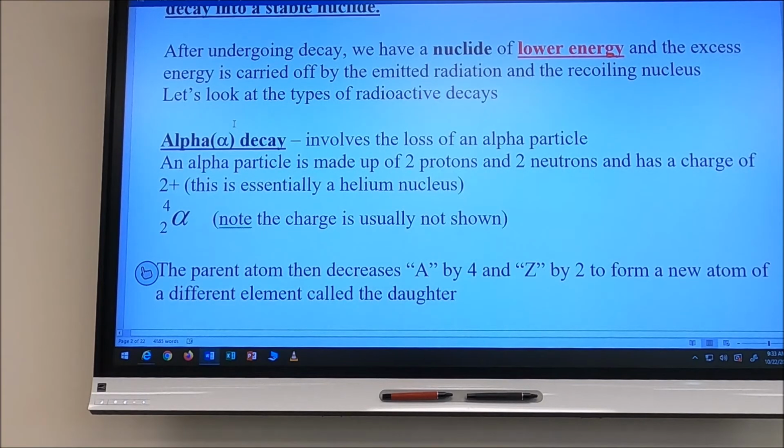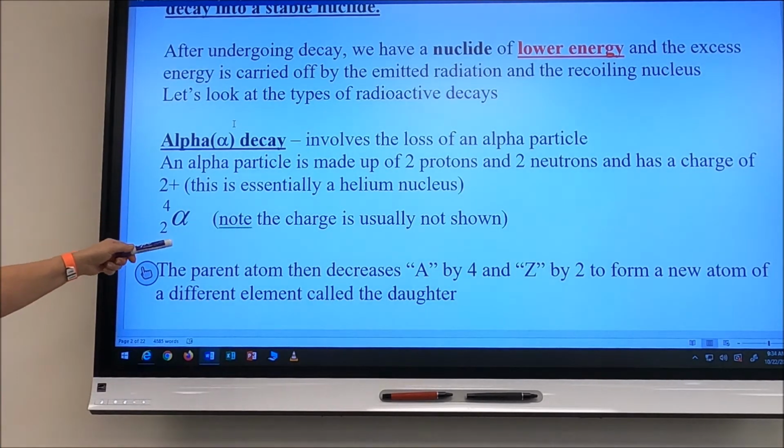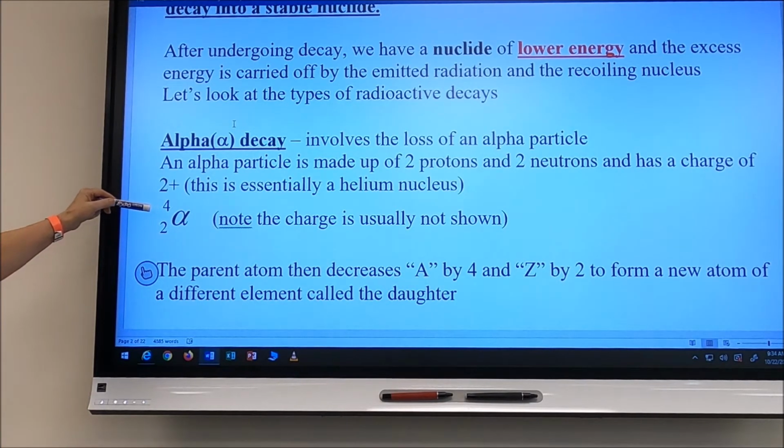The first one is an alpha decay. It involves the loss of an alpha particle. An alpha particle is made up of 2 protons and 2 neutrons and has a charge of +2. It's essentially the nucleus of a helium atom. Okay, the symbol for an alpha particle is the Greek lowercase alpha, pre-subscript 2, pre-superscript 4, because I have 2 protons, and this is its atomic mass number, which is protons plus neutrons, which is 4.